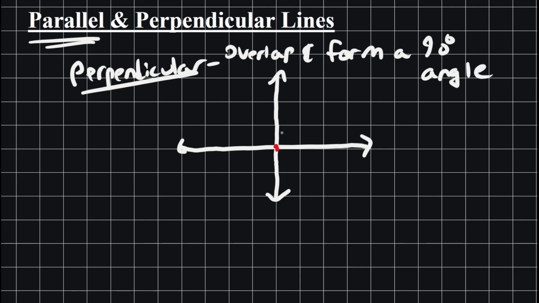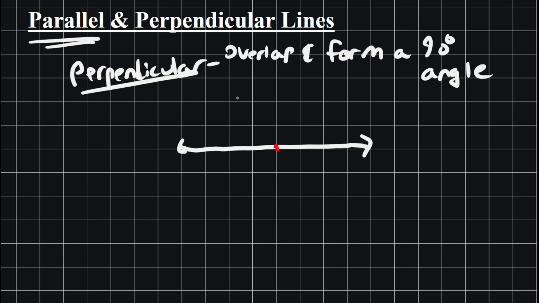So they form a right angle. In fact, they form 4 right angles, one on either side, here, here, here, and here. That's what it means for a line to be perpendicular. It overlaps the other line in a way where it forms a right angle.